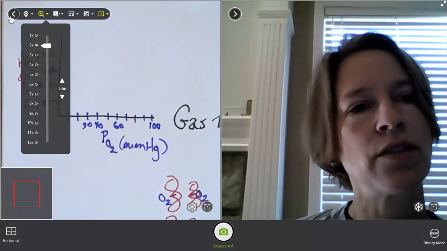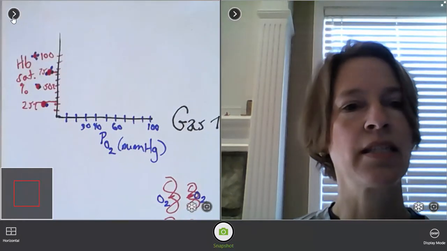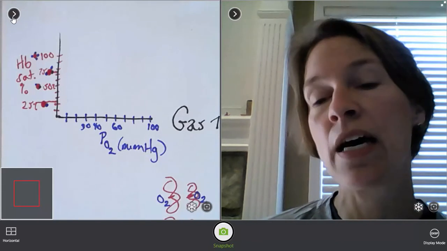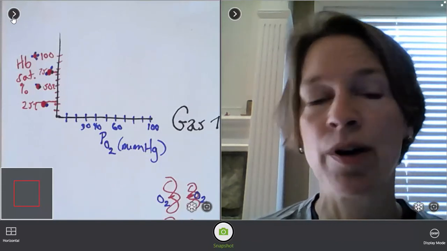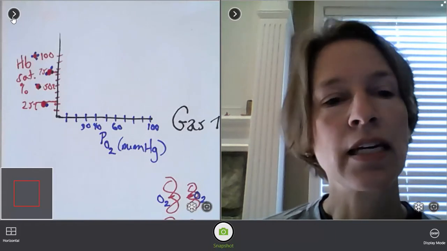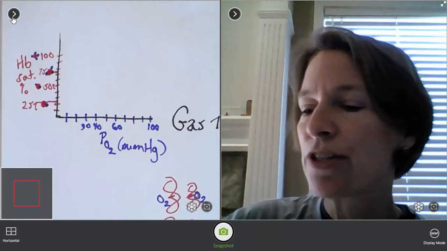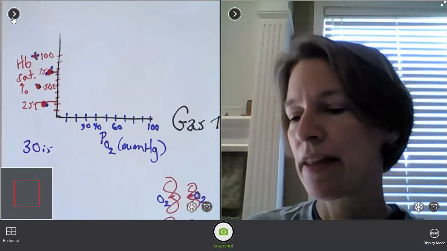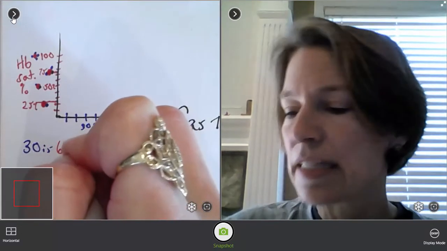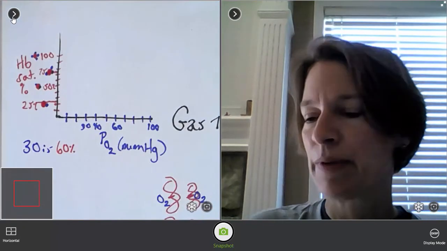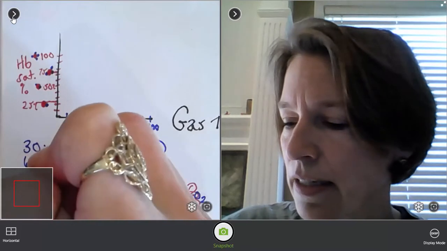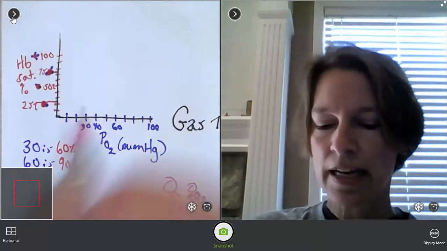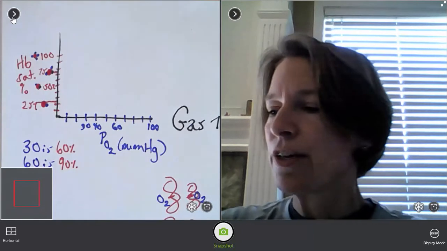Because what you need to do is memorize these numbers, and then you can use them. So 30 is 60, 60 is 90, 90 is 100. I'm going to say that again in case you've never heard it before. 30 is 60, 60 is 90, 90 is 100. So PO2 of 30 is 60% saturated. 60 is 90% saturated, and 90 is 100. Then if you can put those points on your graph, you can use it.